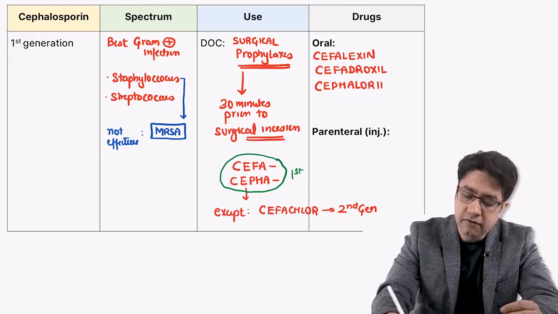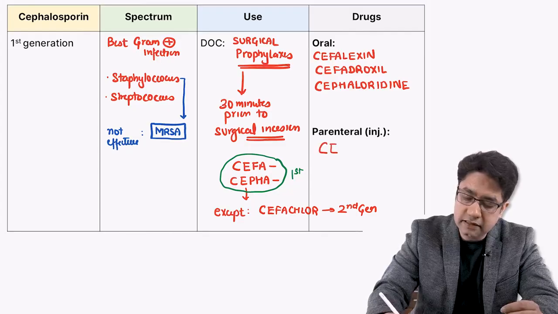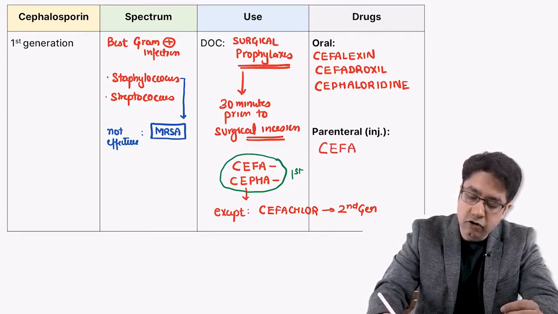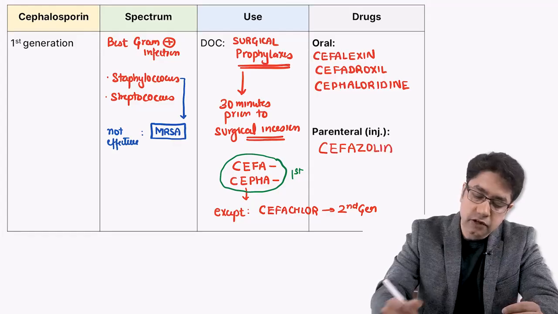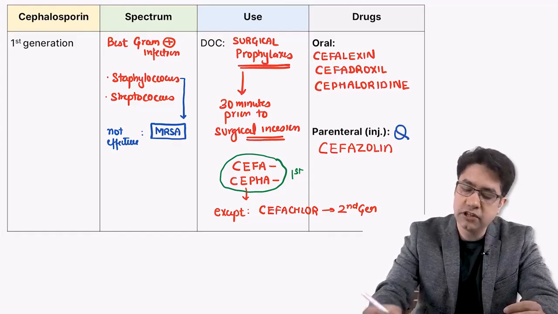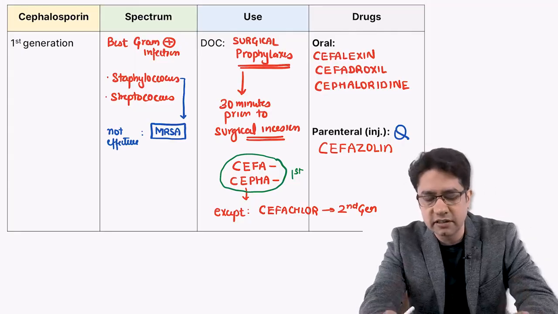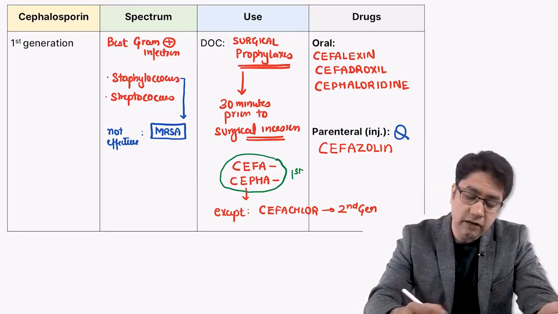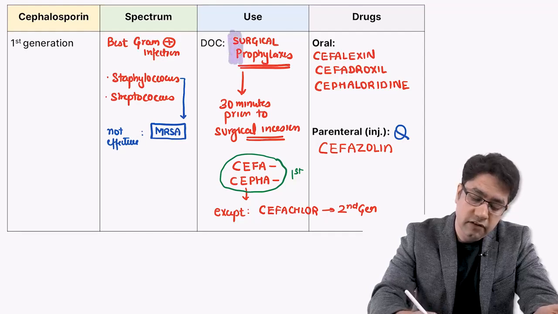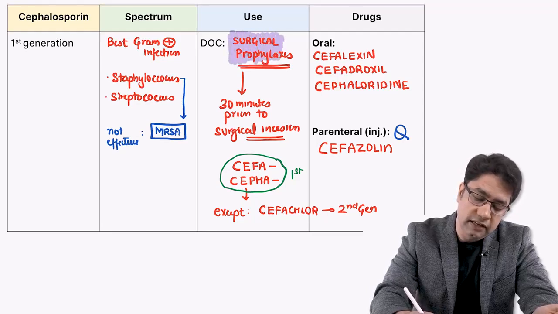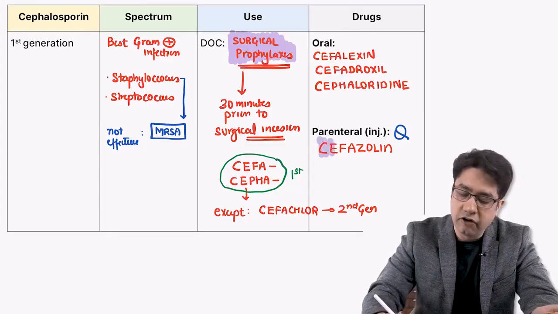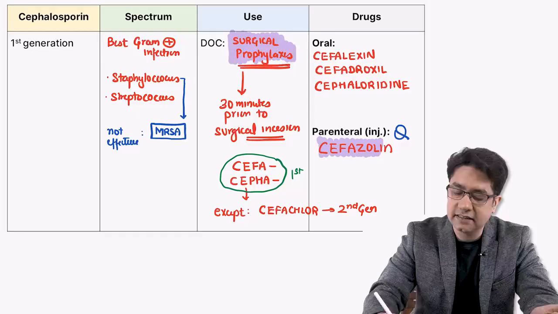Among parenteral drugs, a very important drug which you must remember is cefazolin. It is a very commonly asked question. Cefazolin is a first generation cephalosporin. And now can you tell me the uses of cefazolin? Cefazolin is the drug of choice for surgical prophylaxis.